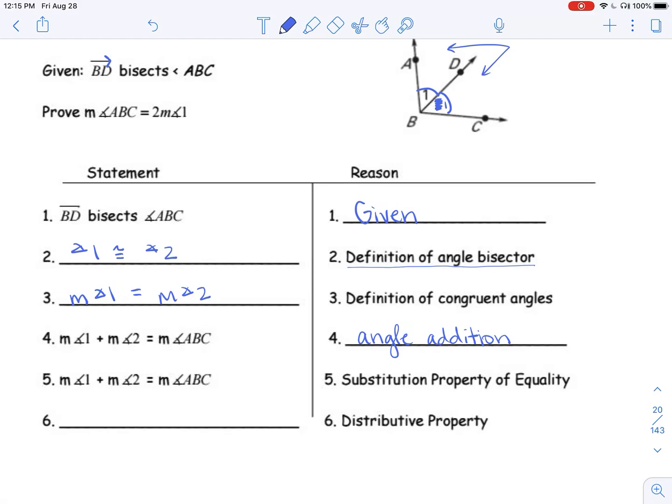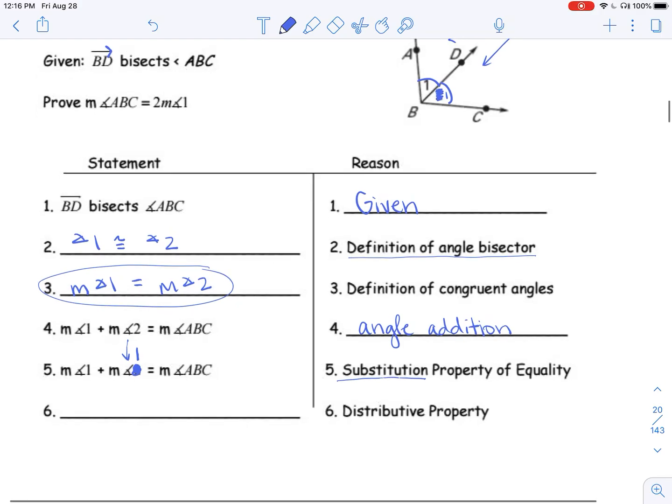Now, this proof does have a mistake in it, so I'm going to mark it out now. This little 2 down here should be a 1. And the reason that I can swap those out is because if they are equal, as I've said up here in step 3, then I can replace one for the other. So through substitution, I am going to take this measure of angle 2 and swap it for the measure of angle 1.